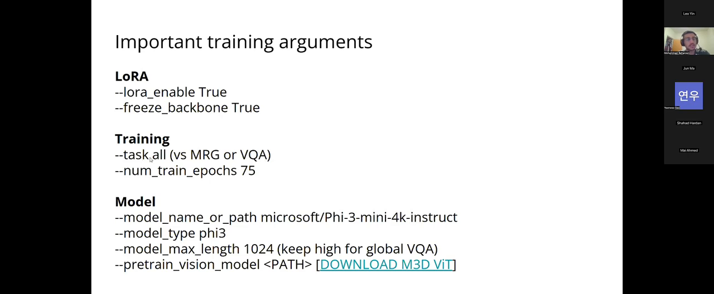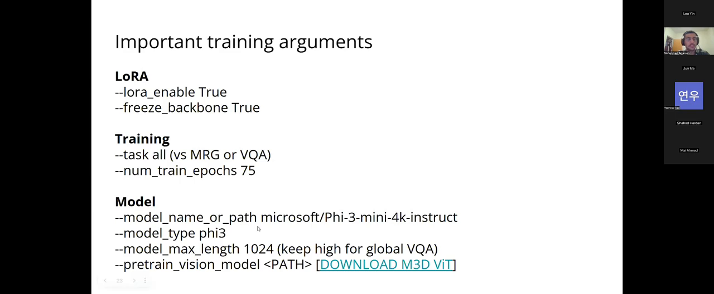Task: this means all, MRG plus VQA, but you can change it to either MRG or VQA if you want to do some quick scripting to test your performance on either in isolation. It's going to be faster to train either one in isolation rather than both combined, but you can change the task here. Number of epochs, that's the number of epochs.